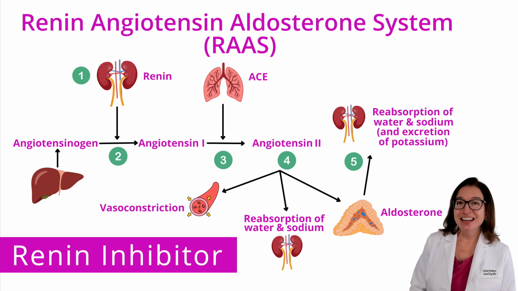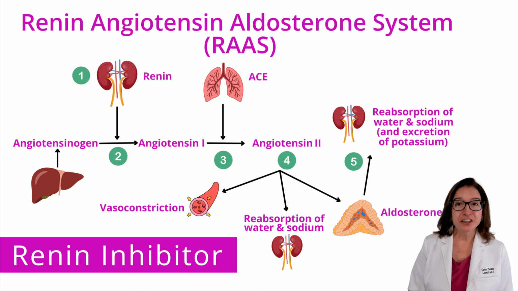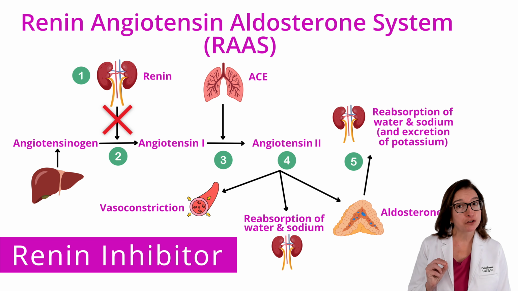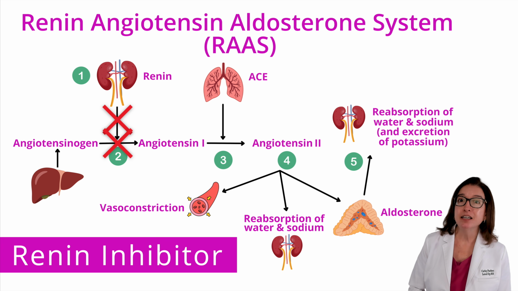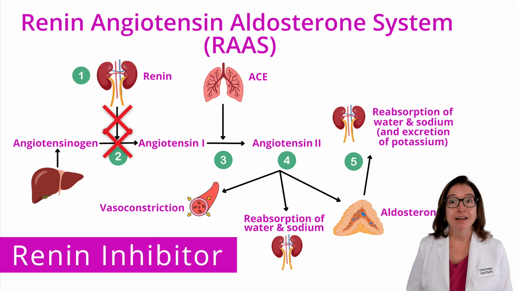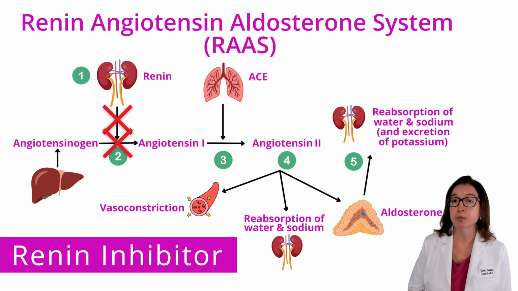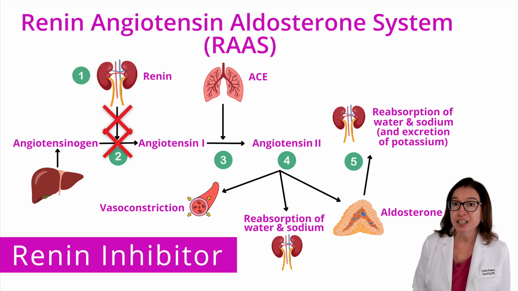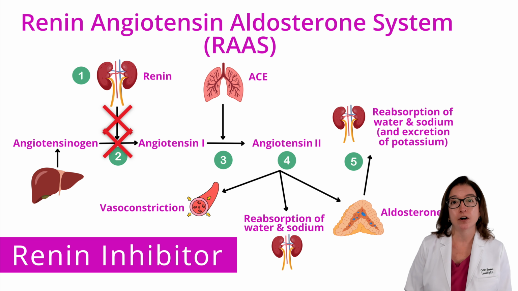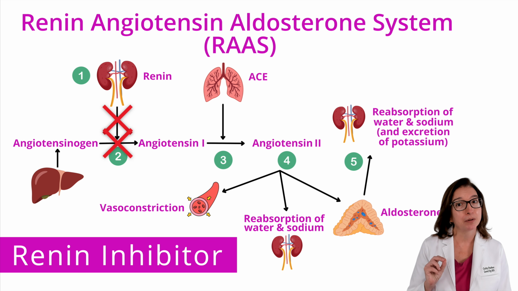As I mentioned earlier, Aliskiren is used to treat hypertension by inhibiting renin, which is the first part of RAAS. By inhibiting renin, this prevents the activation of angiotensinogen into angiotensin 1 and prevents all of the downstream effects of RAAS, including vasoconstriction and the reabsorption of water and sodium, which results in vasodilation and the excretion of water and sodium, which brings down the blood pressure.